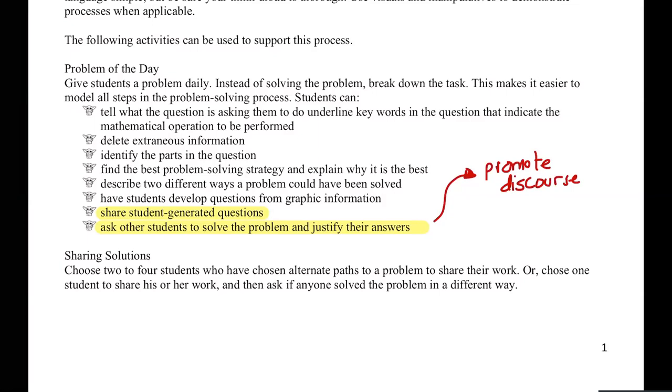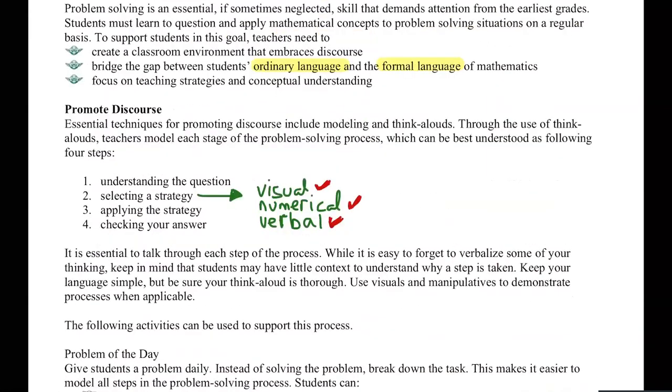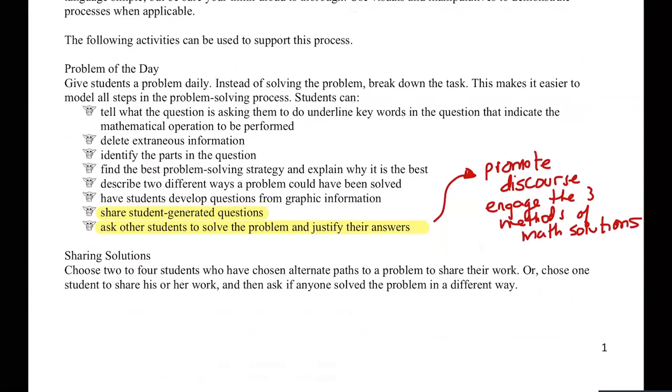I'll say that, just to keep it simple, engage the three methods of math solutions. Again, that's your numerical, verbal, and visual. And they incorporate the language, but I think that goes hand in hand, because the language comes into the verbal response. So I don't want to write too many details there, because otherwise I'm just going to replicate the stuff that I already typed. But if you have promoting discourse and engaging the three methods of math solution, then you're going to be in a pretty good spot.